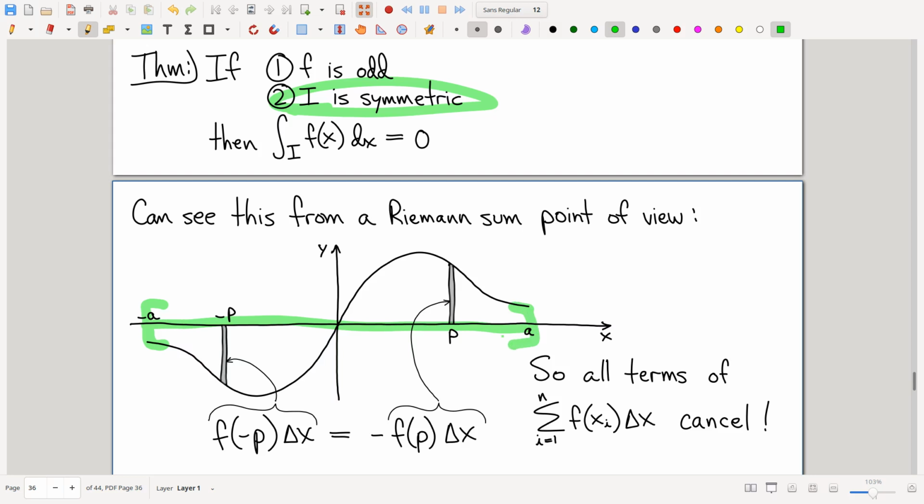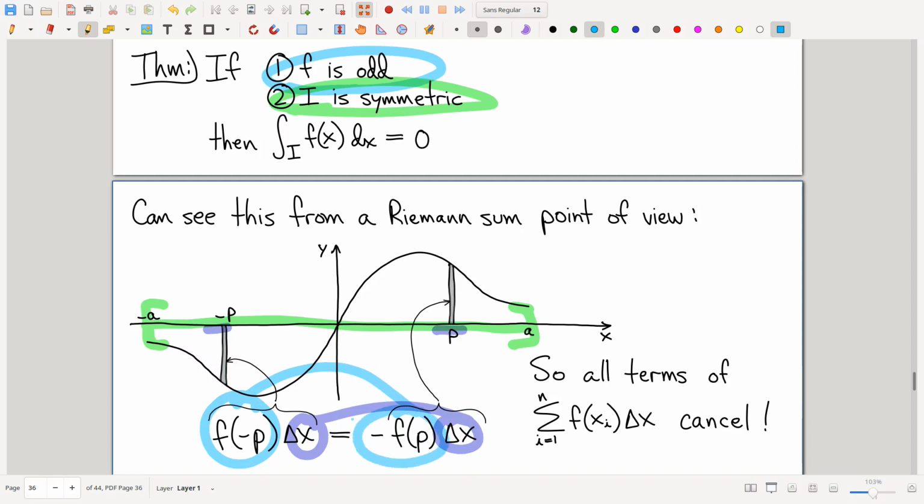And what's nice about that is that when I slice up this interval, I can pair up these terms in the Riemann sum. For example, there's this term, and then there's also this term. Now, what can I say about those two terms? Well, they have the same widths, delta x, and because the function is odd, the value of the function at the one point and the value of the function at the other point are negatives of each other.